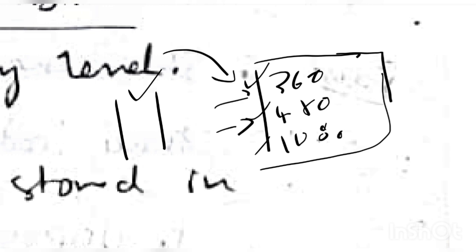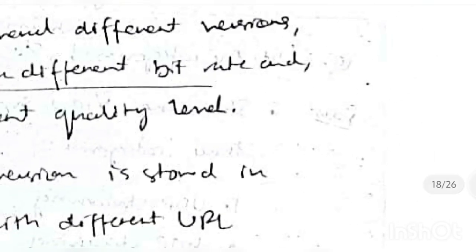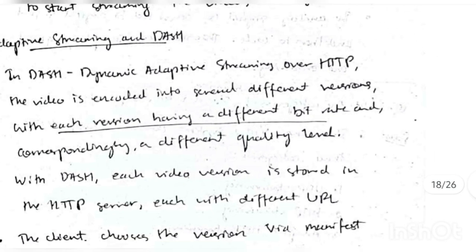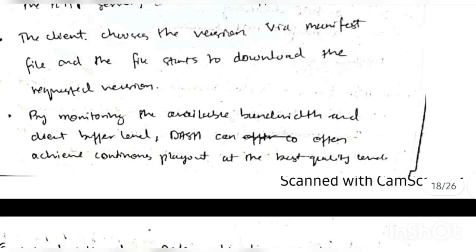If the internet quality is low, the video will not stop. What will happen is the quality will be changed, so the video will still play, but in a lower quality. So the changes happen dynamically. That is known as dynamic adaptive streaming over HTTP. DASH can often achieve continuous playout at the best quality possible.